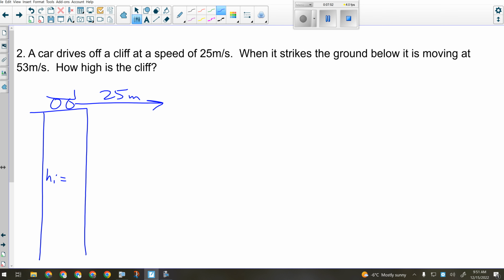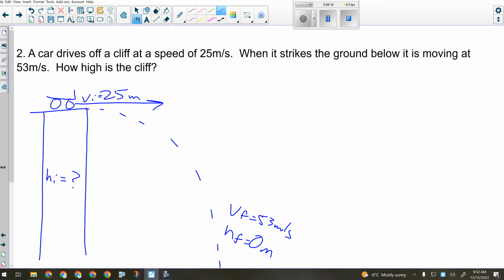That would be our initial height. We don't know what that is. This would be our initial speed. The car is obviously going to go all the way to the ground. And there'll be like flames and stuff, and that'll be all bad. Okay, so down here, what's our final height? 0. All right, and our final speed is 53 meters per second.